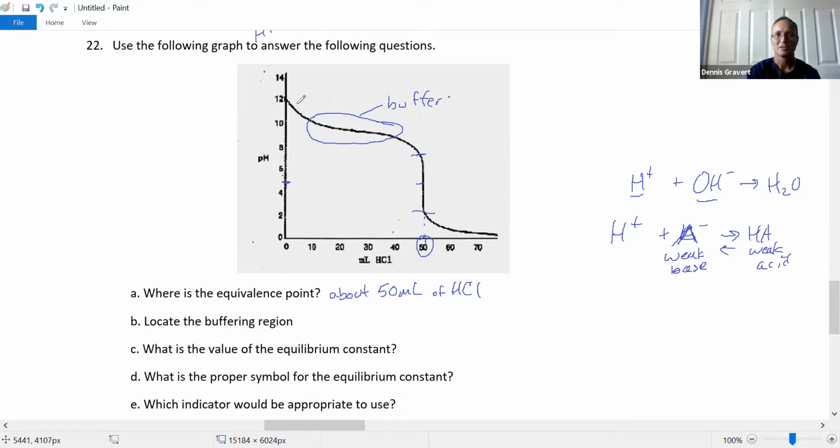So you start with a base, it's a weak base. You're adding acid, you're making this, and you're setting up the equilibrium. You have both a weak acid and a weak base present right now in the buffering region. And if you have a weak acid and a weak base, that is a buffer.